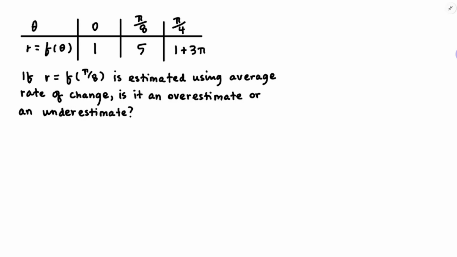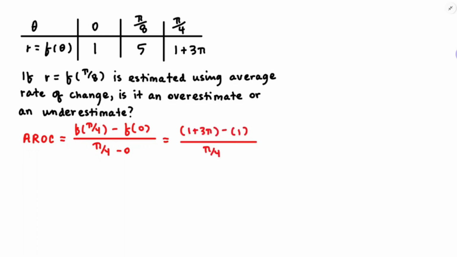Okay, so we're going to need to find the average rate of change of f first. Remember, average rate of change is rise over run. We're going to say that's f of pi over 4 minus f of 0 divided by pi over 4 minus 0. We're going to pull the values from the table, f of pi over 4 and f of 0. We're going to subtract them. We're going to divide by pi over 4. I'm going to notice, 1 minus 1, this is really convenient. So I'm going to end up with 3 pi divided by pi over 4.